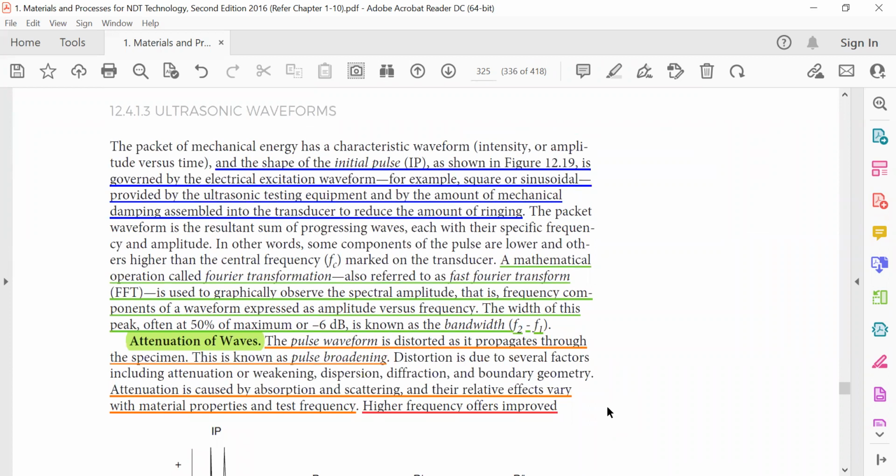The packet of mechanical energy has a characteristic waveform, intensity, amplitude versus time, and the shape of the initial pulse, as shown in figure 12.19, is governed by the electrical excitation waveform, for example square or sinusoidal, provided by the ultrasonic testing equipment, and by the amount of mechanical damping assembled into the transducer to reduce the amount of ringing.